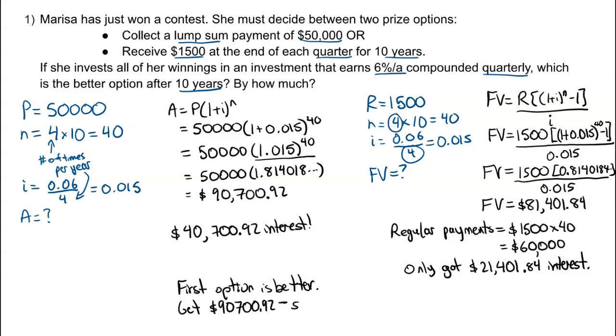And what she's going to get is quite a significant amount more by using that first option. She's going to get $90,700.92, subtract the $81,401.84. So she's going to end up with just about $9,300 more interest by choosing option 1. The power of compound interest with a big upfront payment is super powerful for you. But regardless, she's still getting a lot of interest by using the other option. But if she had the money up front, it would have been a better option. So Marissa should have chosen the lump sum payment of $50,000.